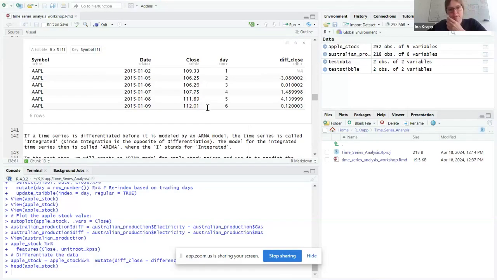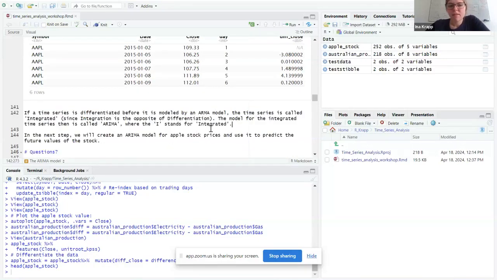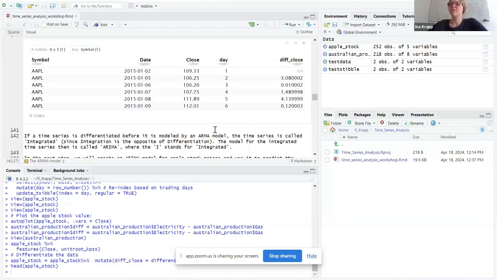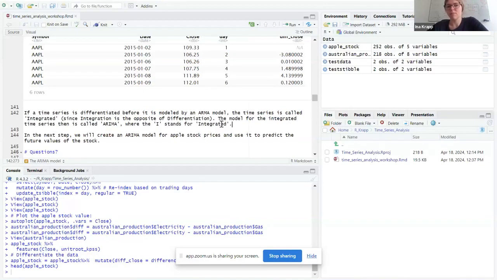In an ARIMA model, any time series that got differentiated is called an integrated time series. Integration is the opposite of differentiation. So what this ARIMA model essentially does is using an ARMA model on the differentiated data and then integrating the differentiated data to produce the forecast. So that's why it is called an integrated model.